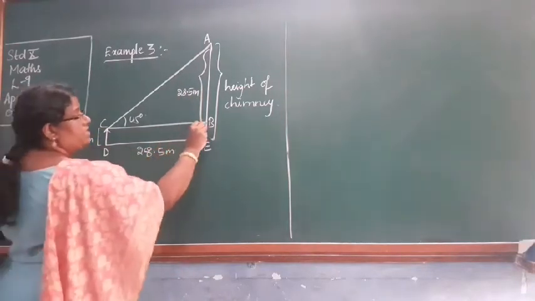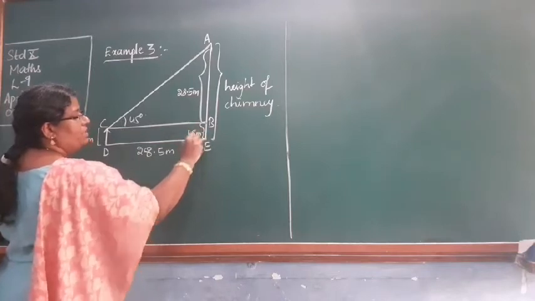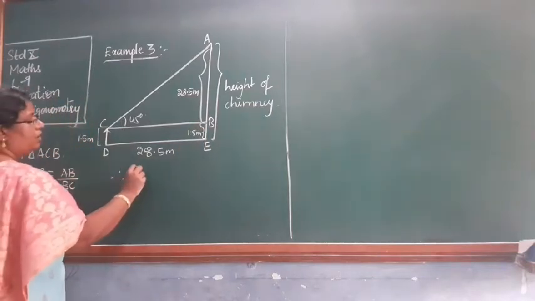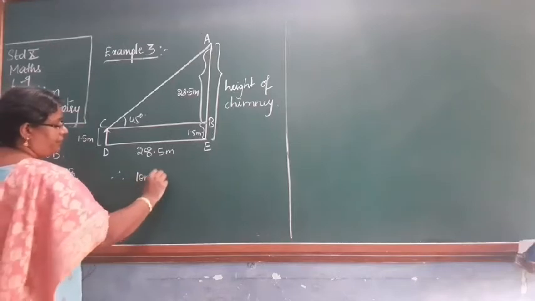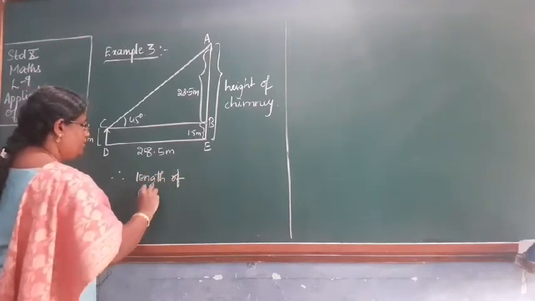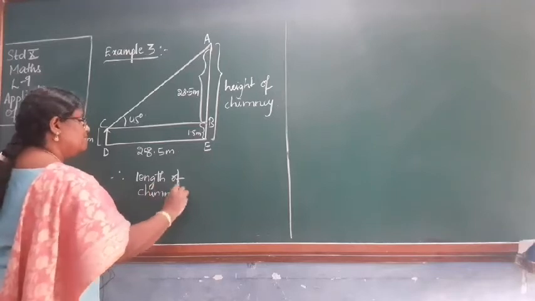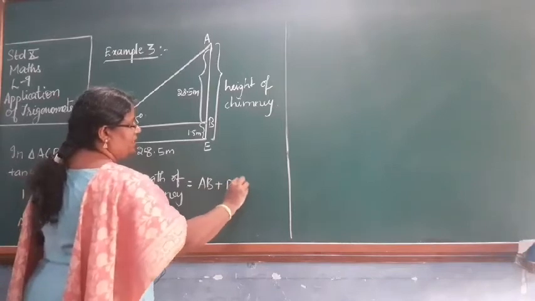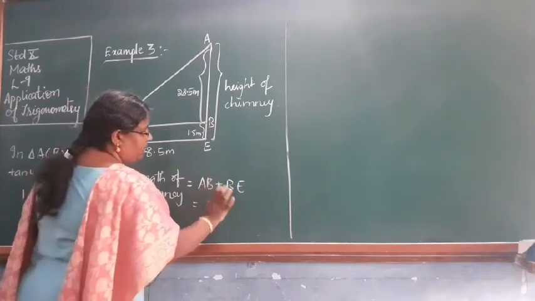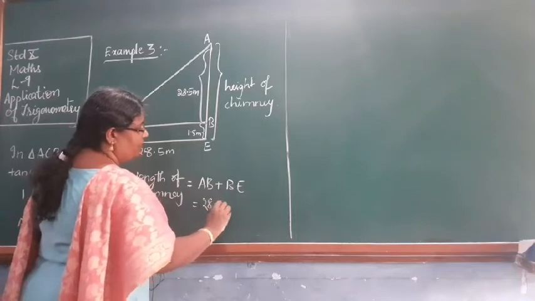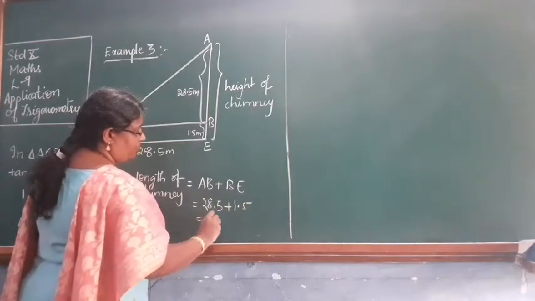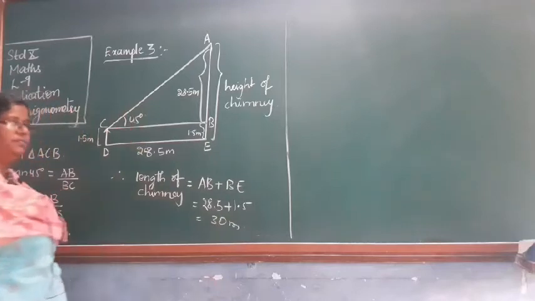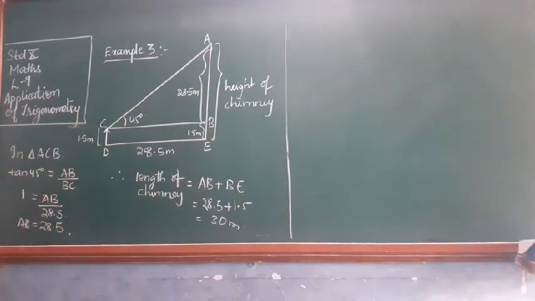But I also know what is BE. BE is 1.5 meter, isn't it? So therefore, length of chimney is equal to AB plus BE. That is equal to 28.5 plus 1.5, that is equal to 30 meter. Clear? So that is what is asked. You can easily find out. Only thing you have to get the figure properly.